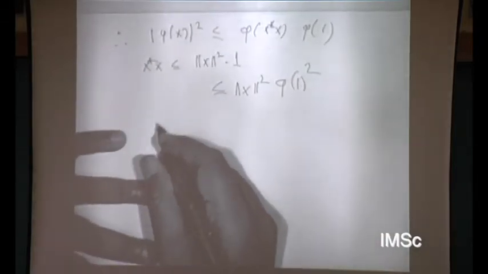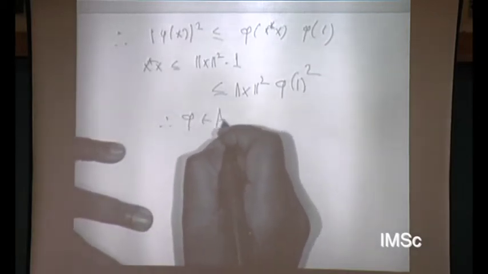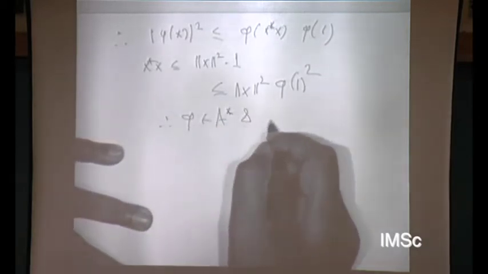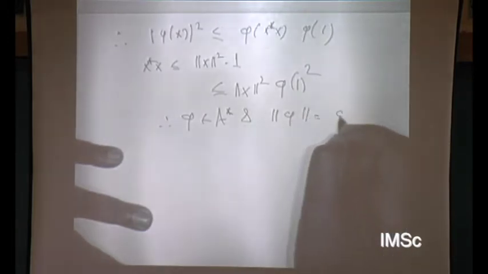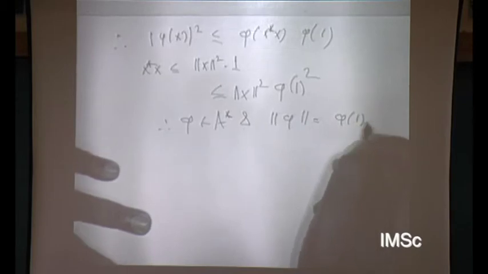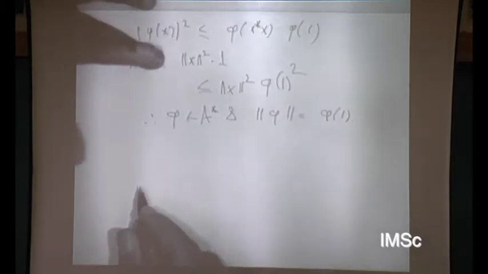So you concluded that therefore phi is in A star and norm phi is equal to phi of 1.